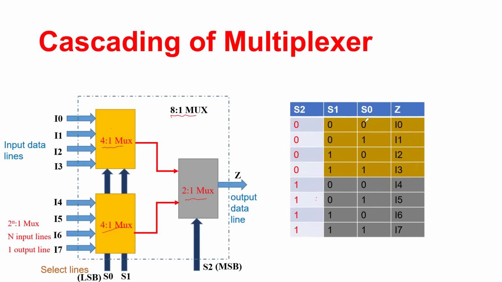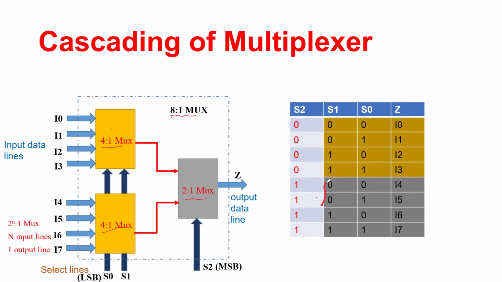Now, when S1, S0 are 0 0, 0 1, 1 0, or 1 1, the job of the multiplexer is that these four data input lines are available here at the X. And in that case, S2 has to be equal to 0. So when S2 is 0, your X gets connected to the output Z. That is what you see in the first four rows right over here.